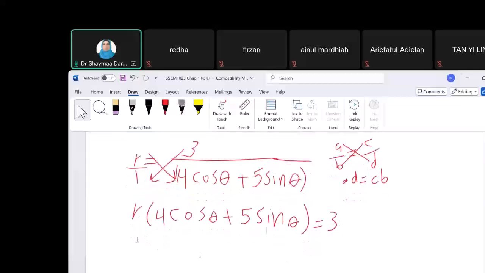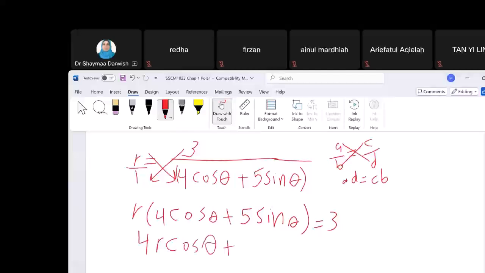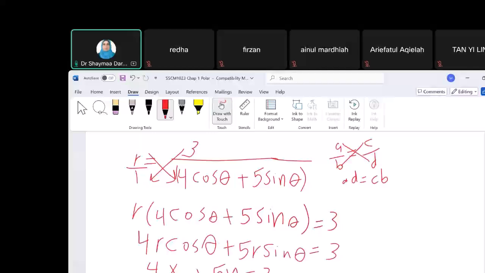Okay. Now we need to multiply through: 4 r cos theta plus 5 r sin theta equal to 3. Yes, very good. That means 4x plus 5y equal to 3. So now we have the Cartesian equation.